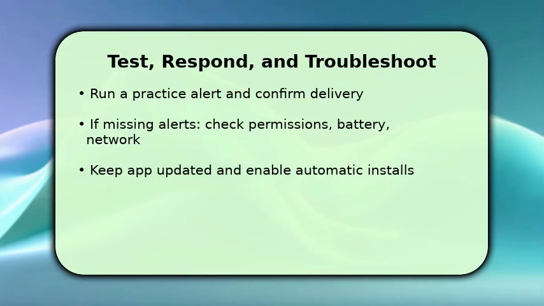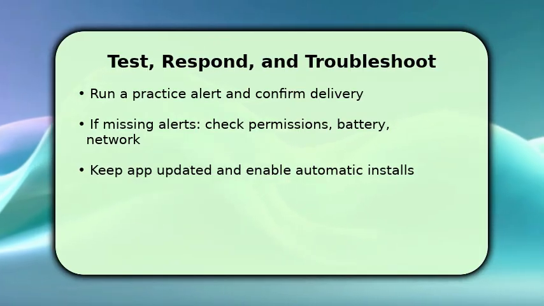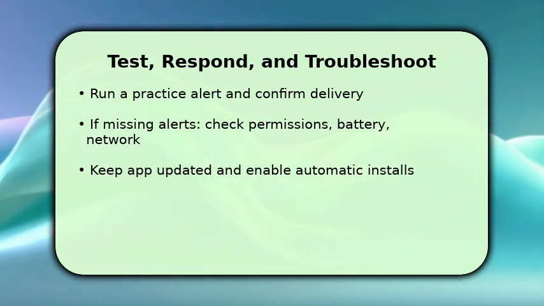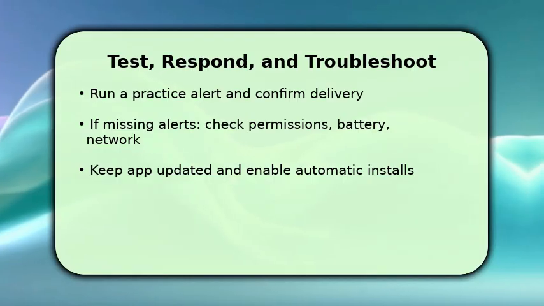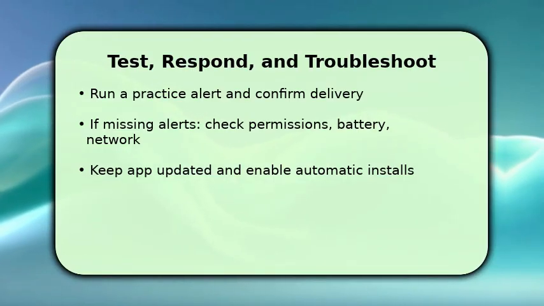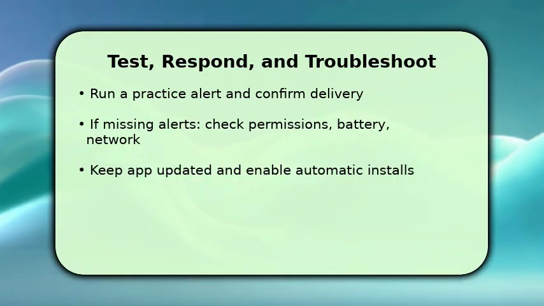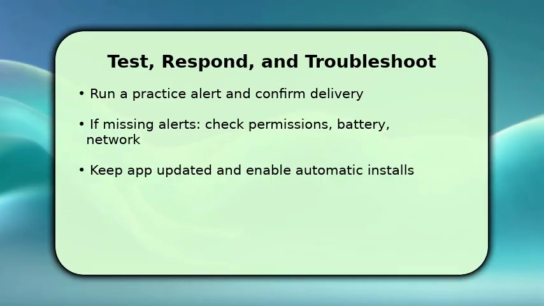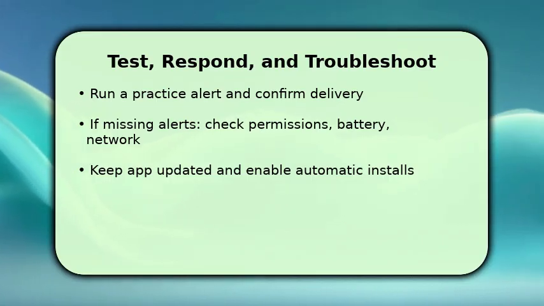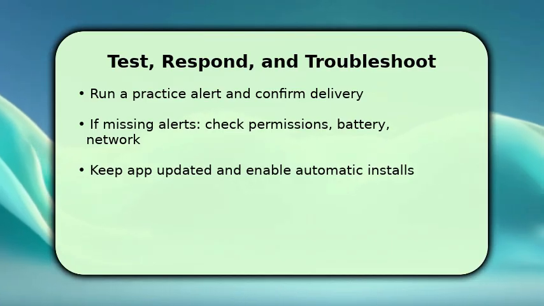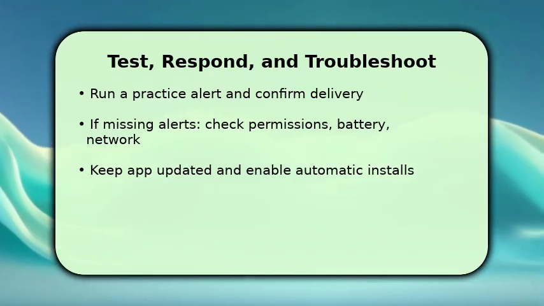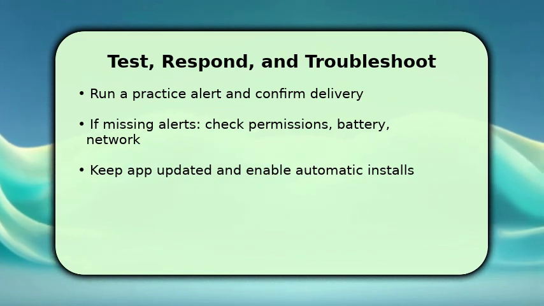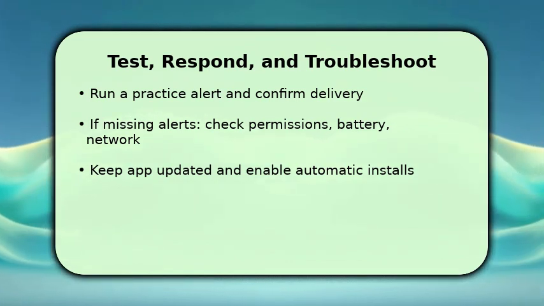Finish by validating the system. Run the app's test alert and verify you receive sound, banner, and vibration. Practice a simple response. Drop, cover, hold on for the duration of the test so your muscle memory forms. If an alert fails, immediately reconfirm permissions, disable battery saver for the app, and check cellular or Wi-Fi connectivity. Reboot the device if needed. Finally, keep the app and OS updated so future alerts remain accurate and reliable. That prevents most issues.